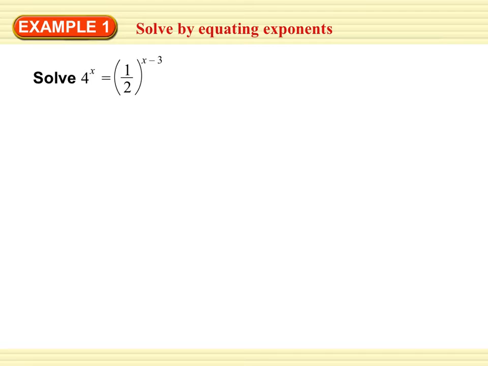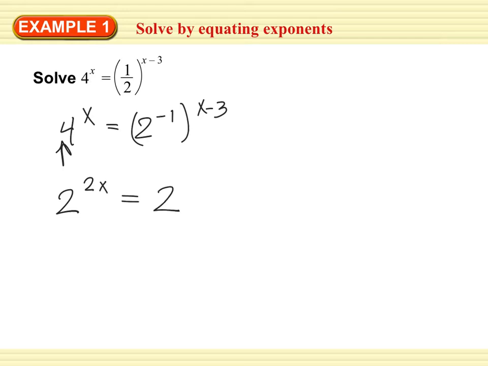Okay, I have 4 to the x equals 1/2 to the x minus 3. Let's get those both into base 2. First, I'm going to say that this is the same as 2 to the negative 1, x minus 3. Can I change this into a base of 2? Because 2 squared is the same as 4. And I'm going to take this out there and multiply it. So that'd be negative x plus 3.